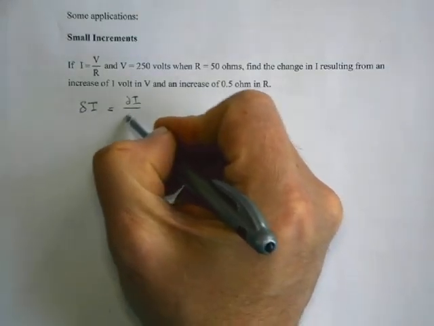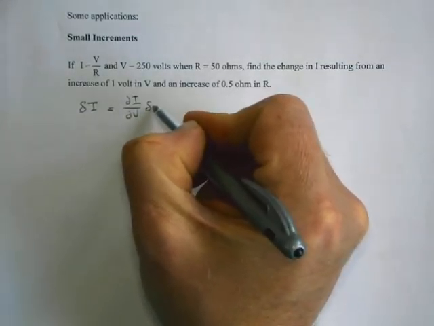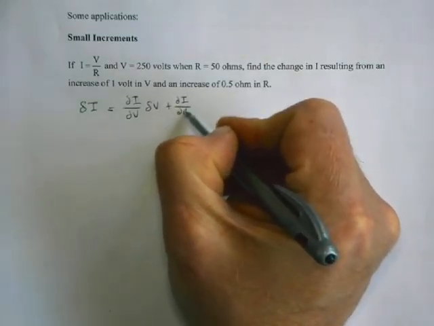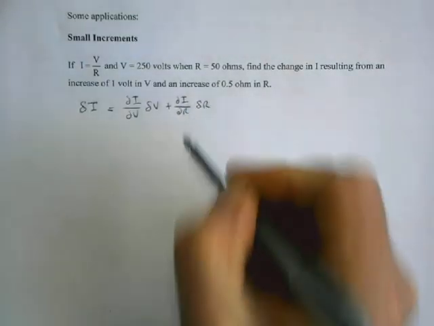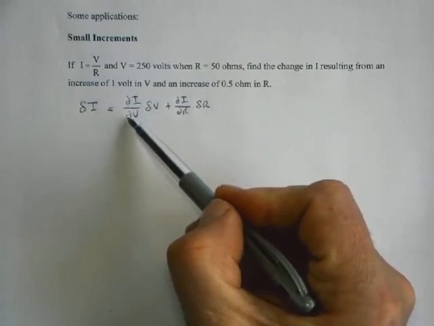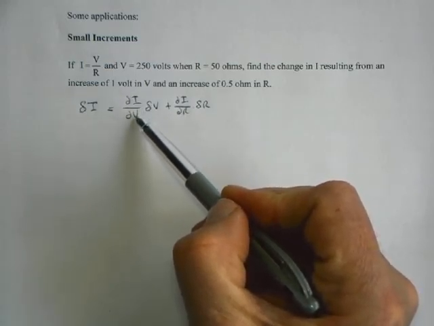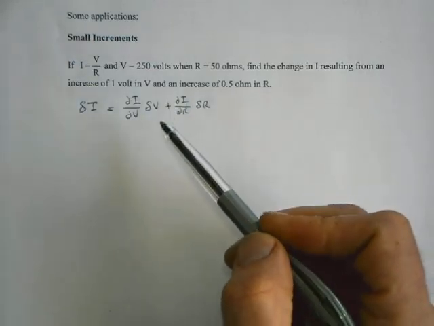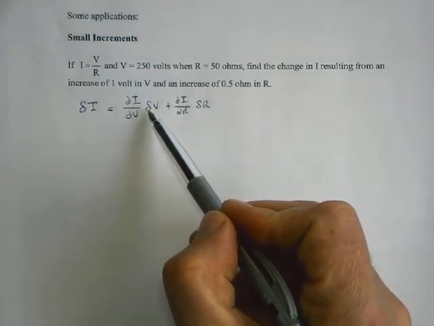there should be di dv times how much V is changing, plus the partial I, partial R, times how much R is changing. In fact, this is the way in which I changes as V changes, times the amount of change in V, and then similar for R. So we've got things for some of these.